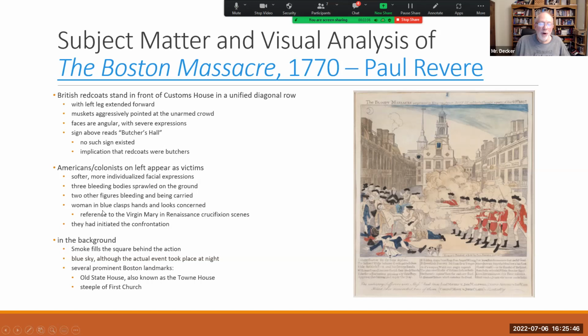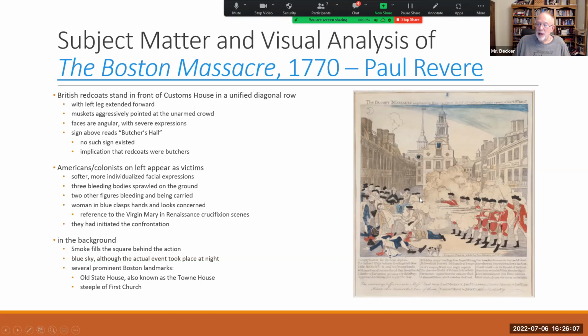There we go. Woman in blue, right here, clasps hands and looks concerned. It's a really, really dark blue. Reference to the Virgin Mary in Renaissance crucifix scenes. So this right here is a Virgin Mary reference.